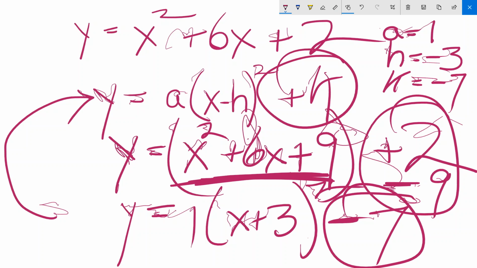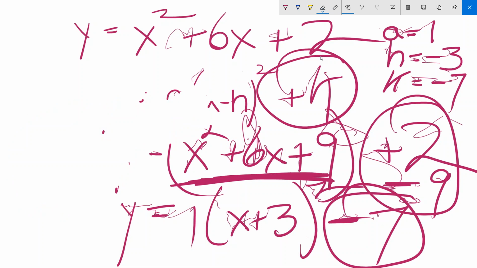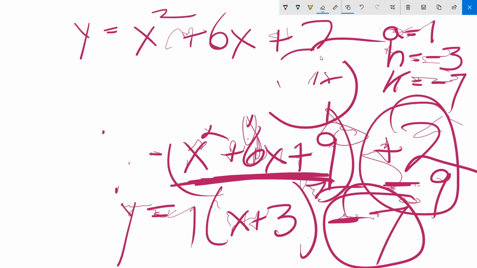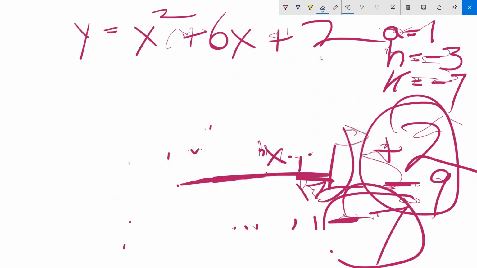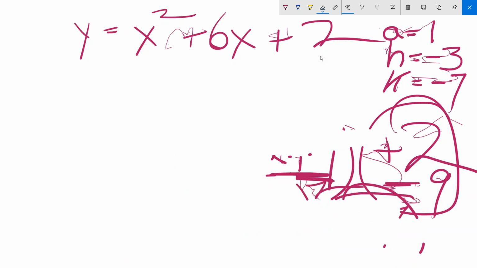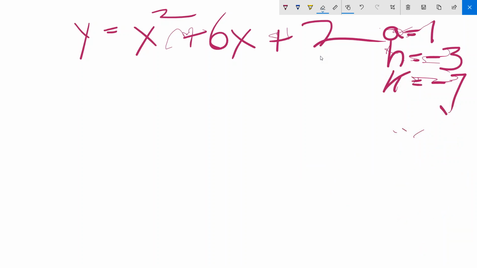That's the beauty of the vertex format: when you put it in vertex format, you are staring at the x and y coordinates of the vertex. And that's actually the most important point that you can start out finding. Not the zeros so much as it is the vertex. If you look at any parabola, you can tell that the vertex is the most important point of that parabola. Okay? So, I got the beginnings of how to graph this.